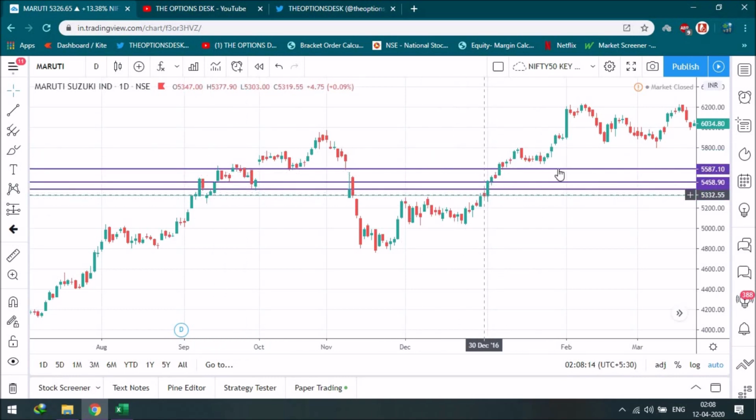So now going for the final resistance, as you can see, I should mark it at this particular level. So as you can see, I've marked my final resistance. Why?